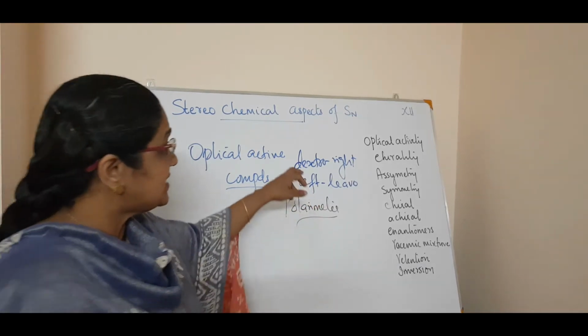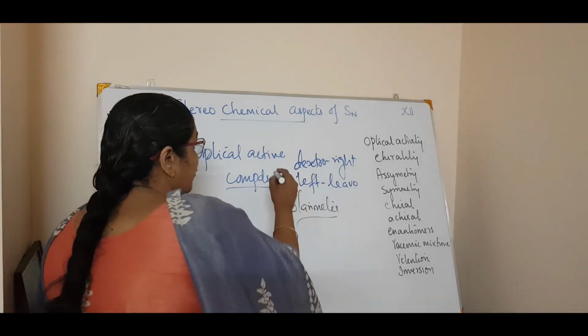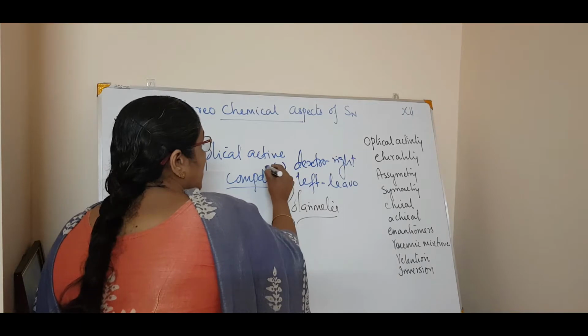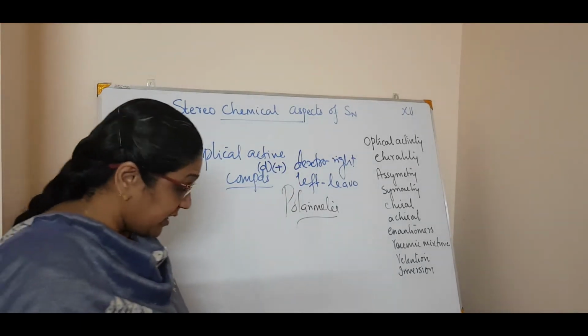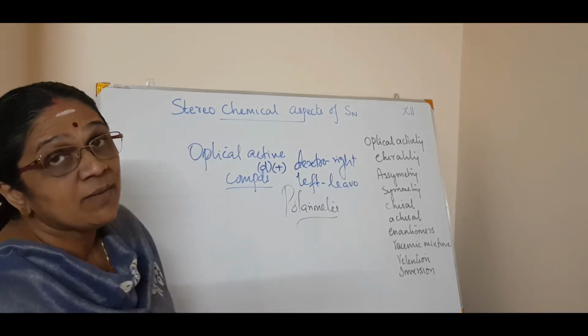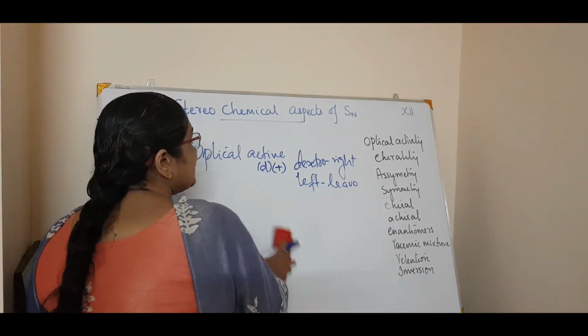Towards the right means it is called dextrorotatory, which is simple. You can write plus or you can write D, small d. Very, very important. Why did I say small d? Because there is one capital D also. The capital D is for the configuration.